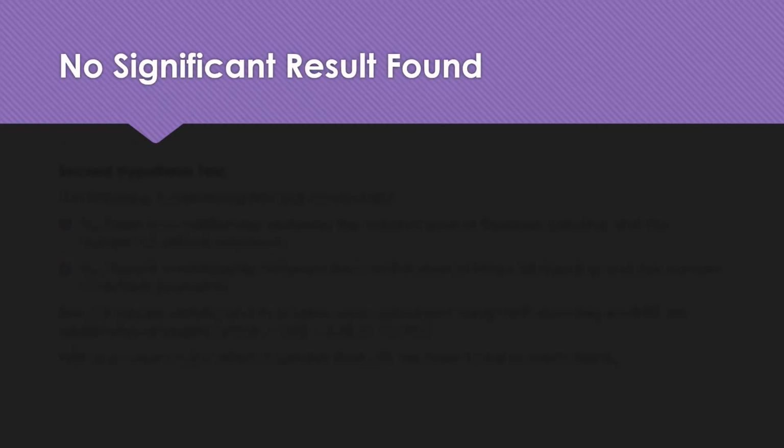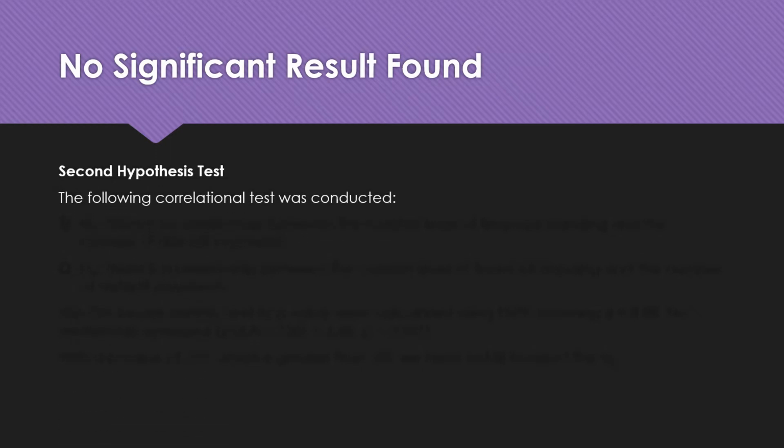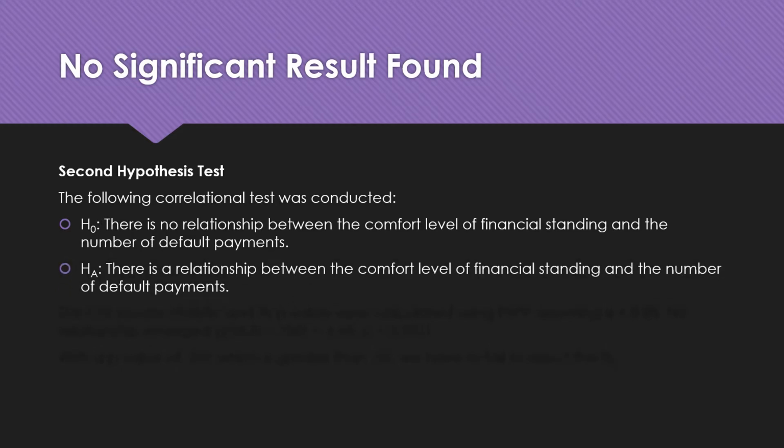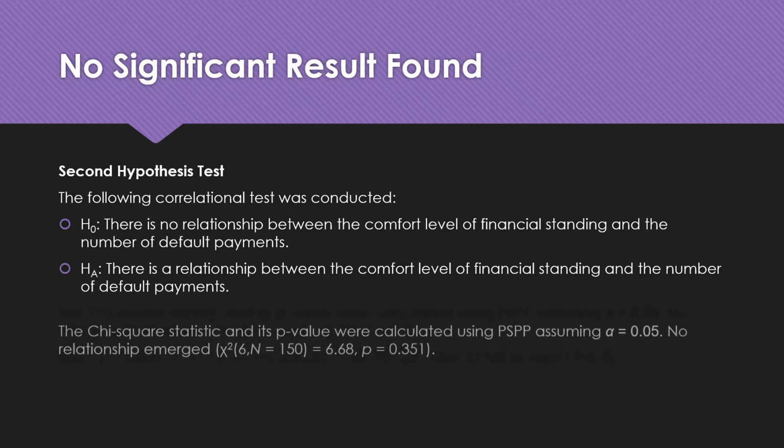Let us now examine our second result. The following correlational test was conducted to establish the degree of association between the comfort level of financial standing and the number of default payments. Of course, our null hypothesis stated that there is no relationship between the comfort level of financial standing and the number of default payments, while our alternative hypothesis stated that there is a relationship between the comfort level of financial standing and the number of default payments.